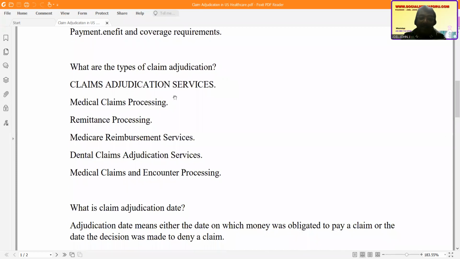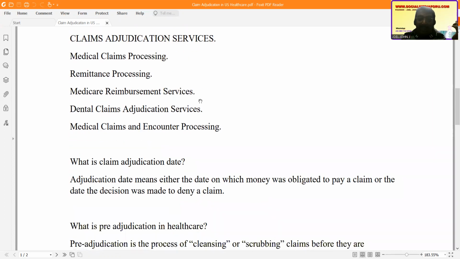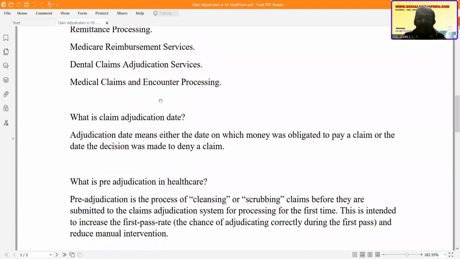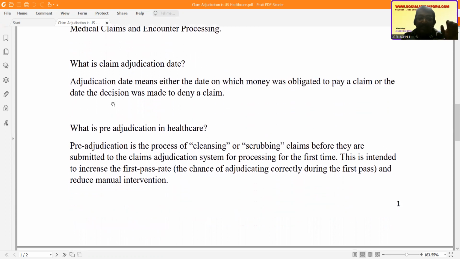What are the types of claim adjudication? Claim adjudication services are medical claim processing, remittance claim processing. This medical and remittance means you would have initially paid the amount, and after the treatment is over, on submission of the bills, the amount will be remitted back to you. That's called as remittance. Medicare remittance services, dental claim adjudication services. It will be a little bit different from the normal medical healthcare. Medical claims and encounter processing. So these are other steps.